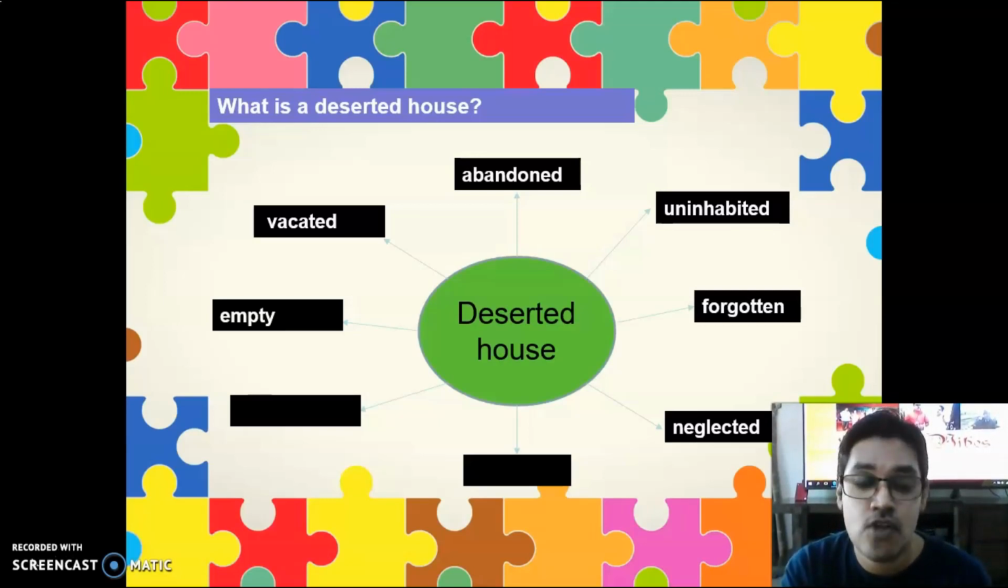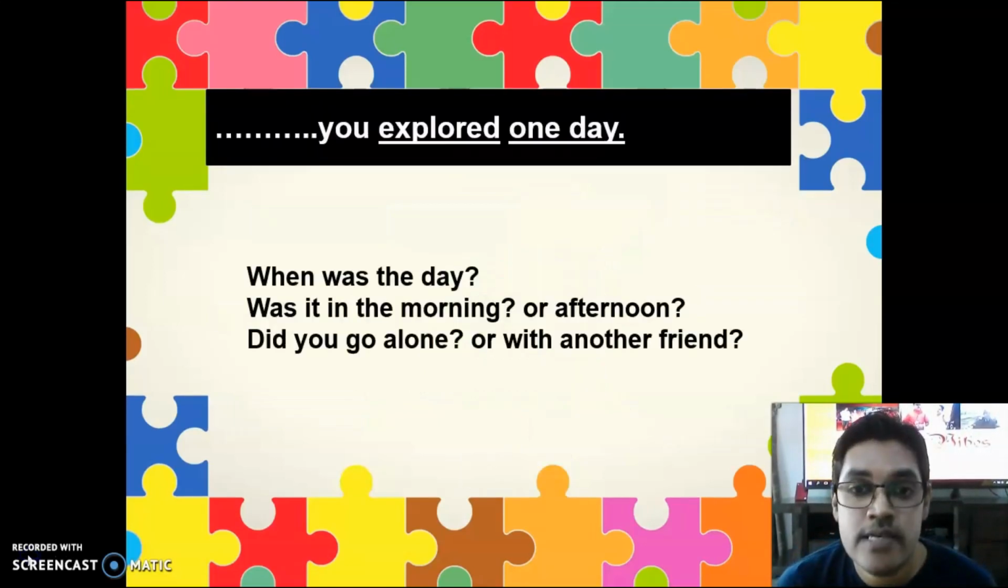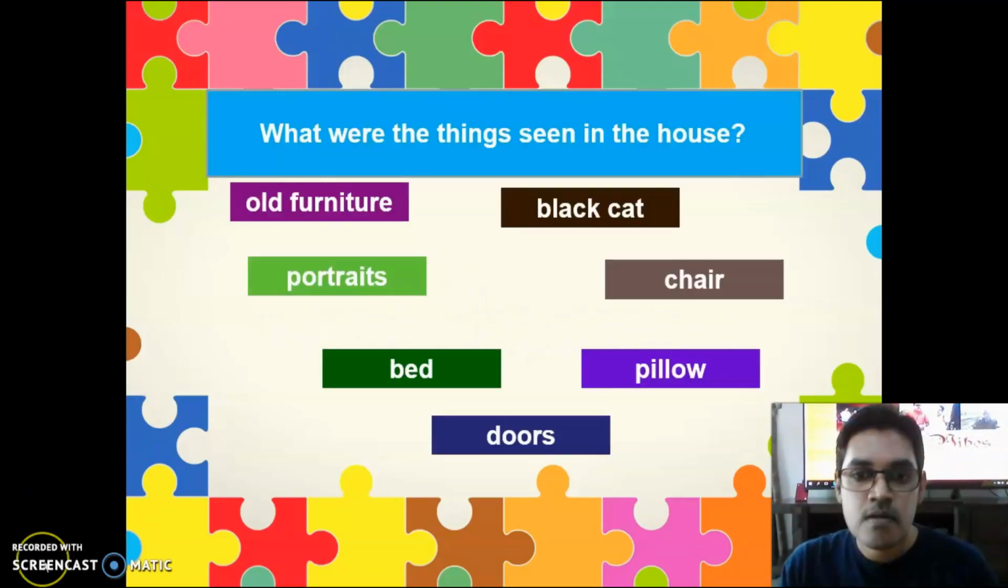Now let us move on to the next slide. This is the next part of the question. You explored one day. As I said earlier, think when was the day. Was it in the morning or afternoon? Did you go alone or with a friend? Remember, if you are going with a friend, the story is not about your friend. It is about you exploring the house. So put it in your lens, not your friend's lens. Let us move on to the next slide.